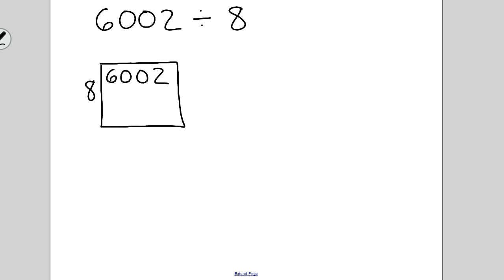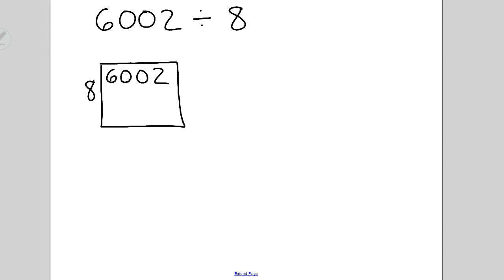6,002. So I ask myself, how many can I put into each of these 8 groups that gets me close to 6,002? And I start as big as I possibly can. I start with thousands, but I know I can't do that because 8 times 1,000 would be 8,000. That's too big. So I go to hundreds. So the question is, how many hundreds can I put into each group that'll get me close to 6,002?